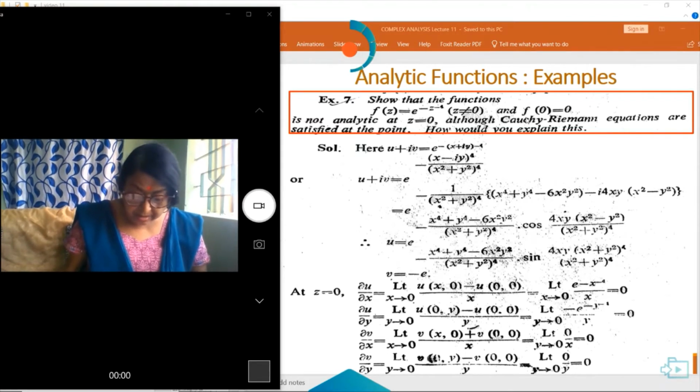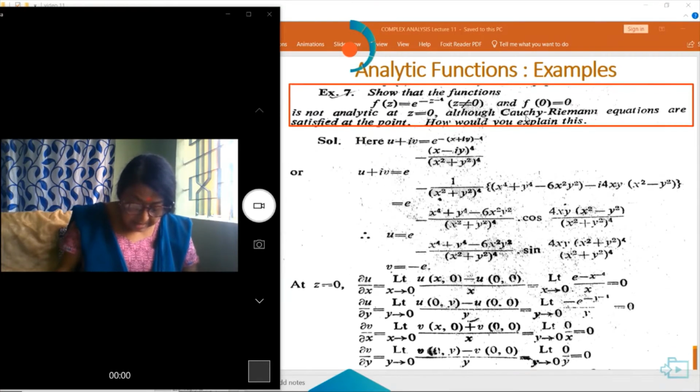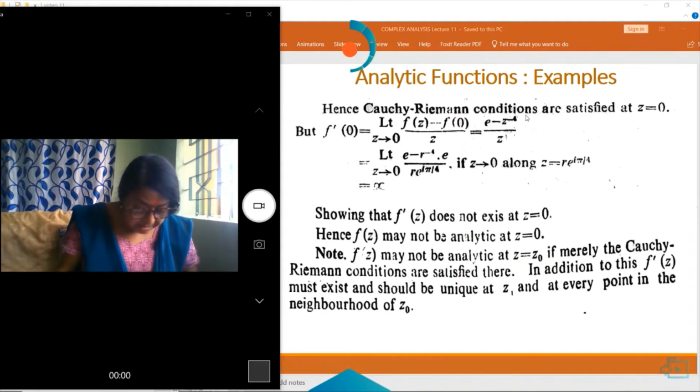Now at z equal to 0, ∂u/∂x at z equal to 0, that means here we put it equal to 0, and we get 0. Now ∂u/∂y, limit y tends to 0, is equal to 0, and ∂v/∂x is 0, and ∂v/∂y is also equal to 0. Hence, the Cauchy-Riemann equation conditions are satisfied at z equal to 0.